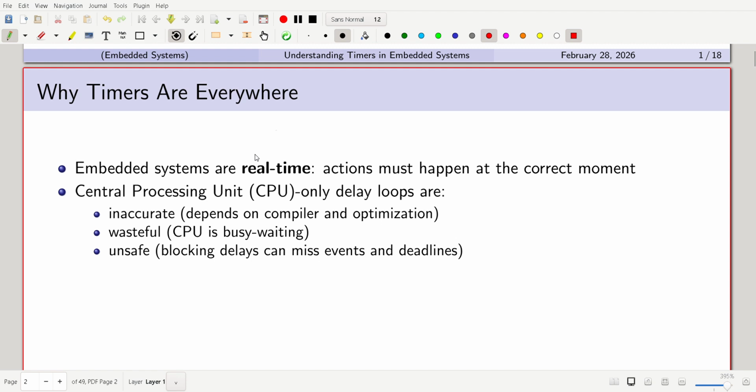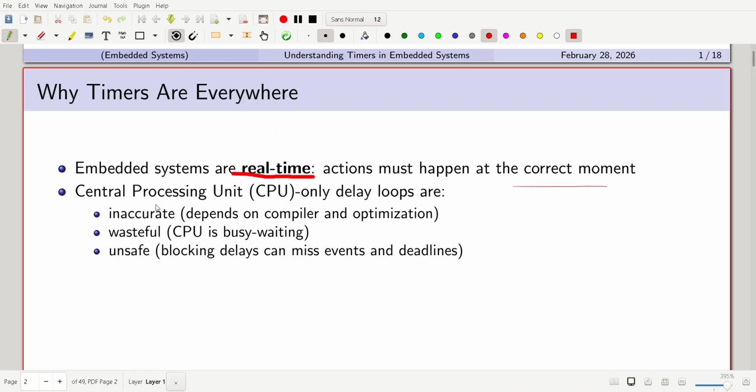In an embedded system, timers are everywhere. Embedded systems are real time, and actions must happen at the correct moment. Whenever we perform any action, it has to be initiated at the correct time.